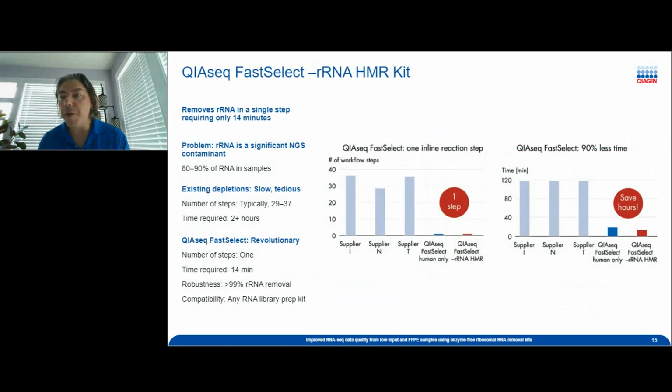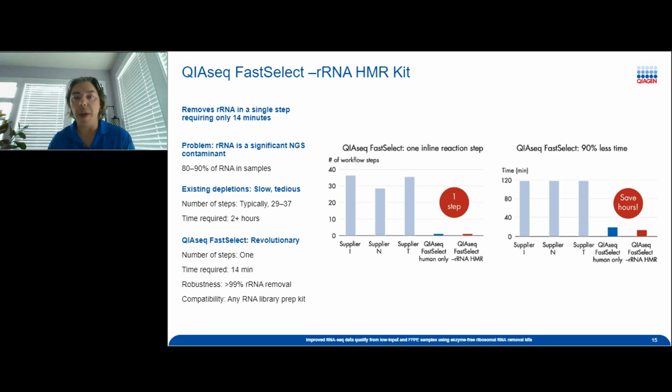The method that we developed here at QIAGEN, we call the FastSelect method. The FastSelect method is basically a one-step method. You add FastSelect to your total RNA sample and go through your library construction steps, so it doesn't involve a pre-treatment. The way FastSelect works is it inhibits the cDNA synthesis of its target. In the middle panel, we're comparing the number of workflow steps for FastSelect versus a couple of different other kits.